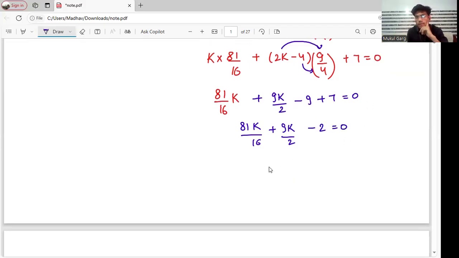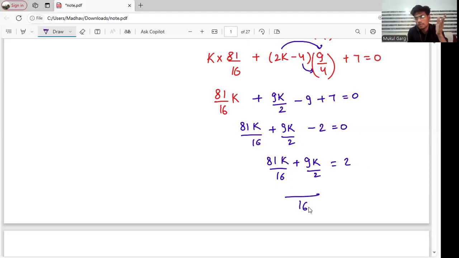Take this minus 2 on the right hand side. It will be what? 81k upon 16 plus 9k upon 2 equals 2. The calculation part is yours. Calculation तो आपको खुद करनी है और मैं समझता हूँ कि you are in 10th standard, you can easily solve a linear equation. It's not that complex. And if you require, you can write in the comment कि you want an explanation on how to solve a linear equation. I'll make a video on that.